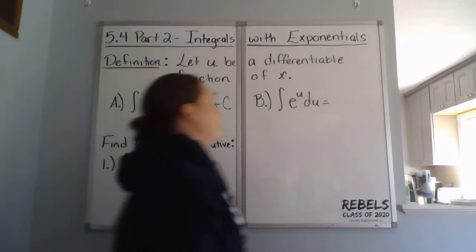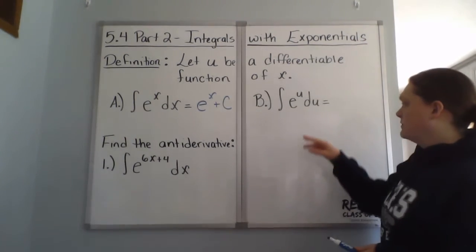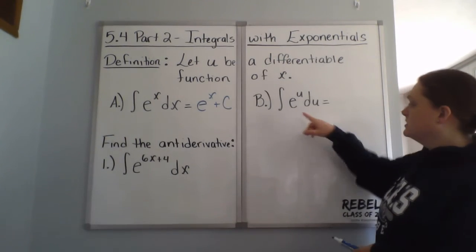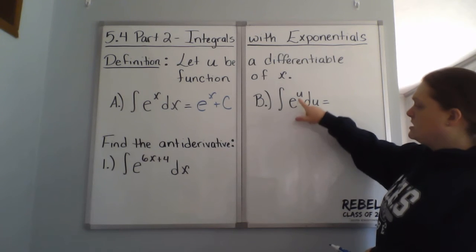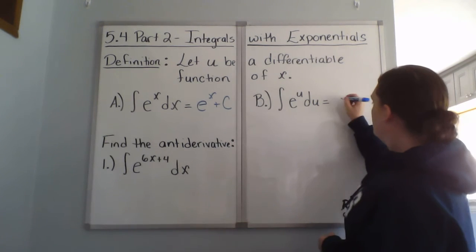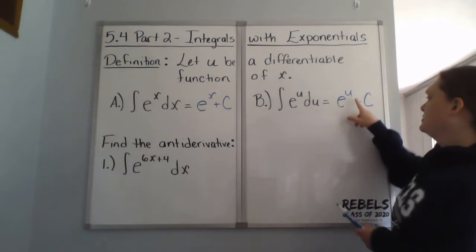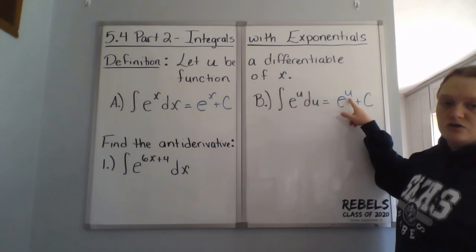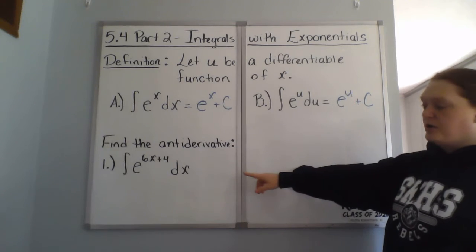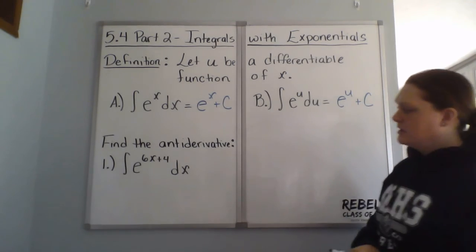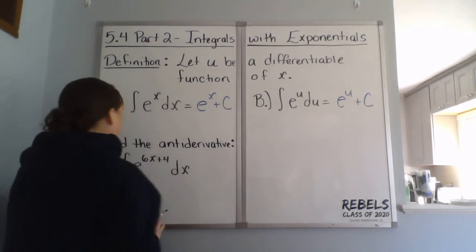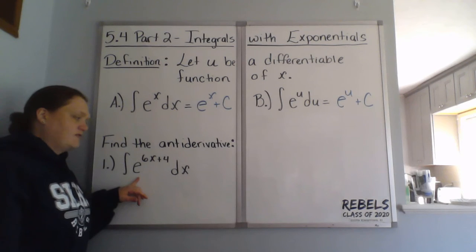Okay. Now, many of the problems we're going to do are going to have u substitution involved. So if you get it to the point where you have e to the u du, that'll become e to the u plus c, and then you'll replace the u with whatever the u function was, okay? And that's what's going to happen on this first example, all right? So we want to find the antiderivative of e to the 6x plus 4 dx.